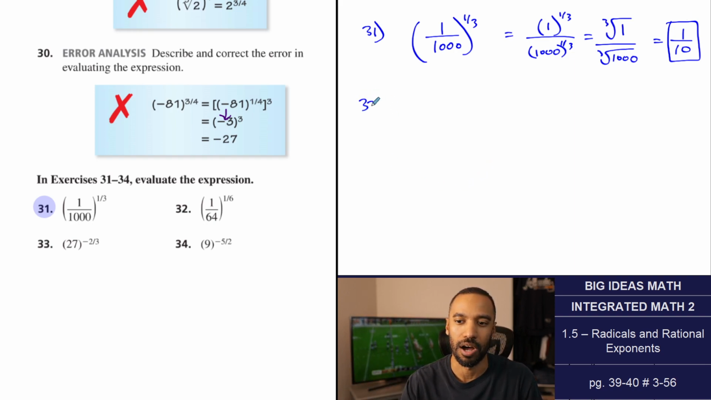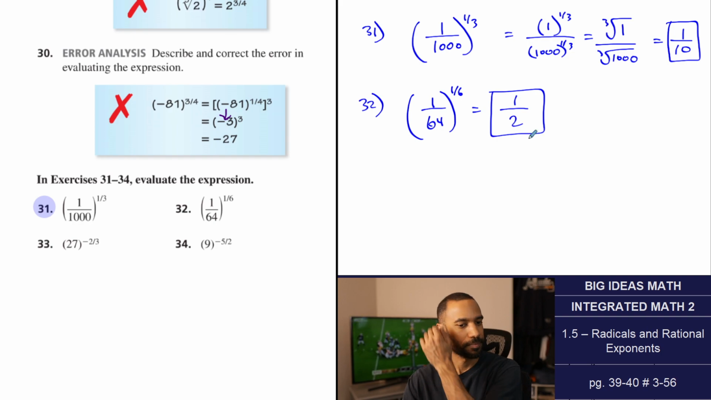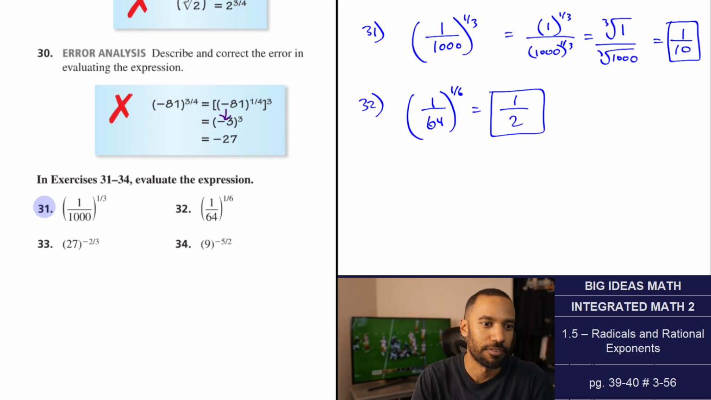So I probably won't do all of that next time. And this is that next time. 1 over 64 to the 1/6. The sixth root of 1 is 1. The sixth root of 64 is 2. So 1/2. Oh, I didn't flip that over.